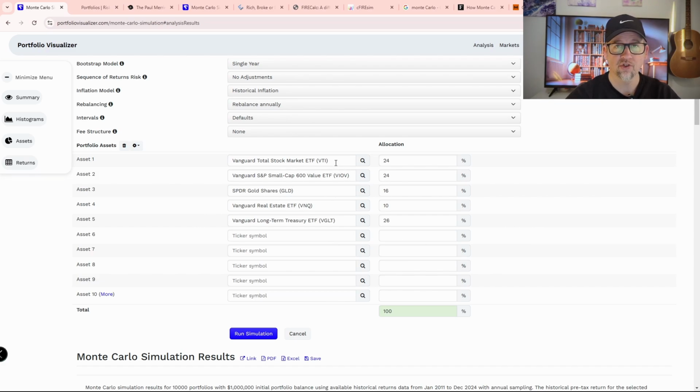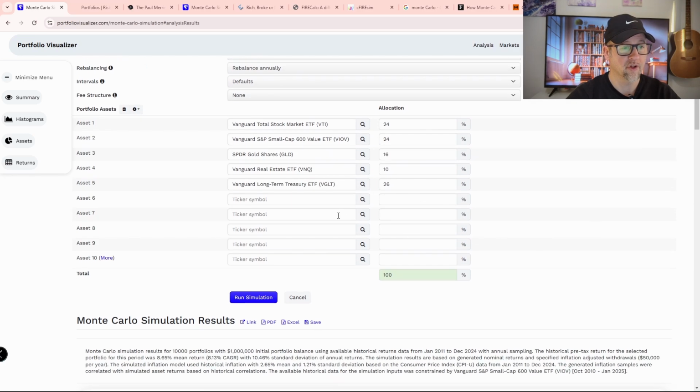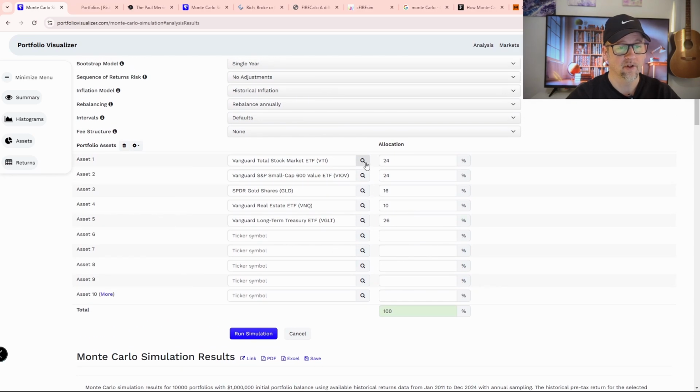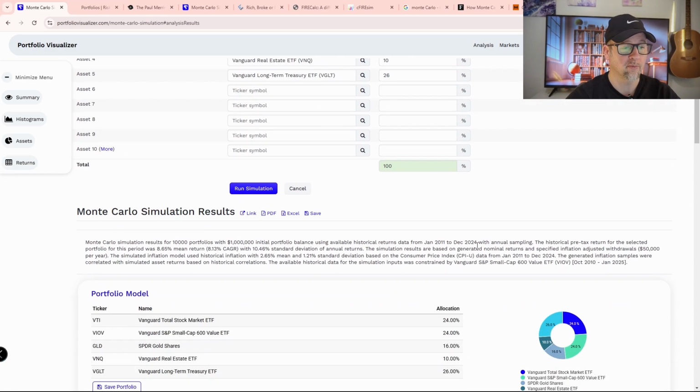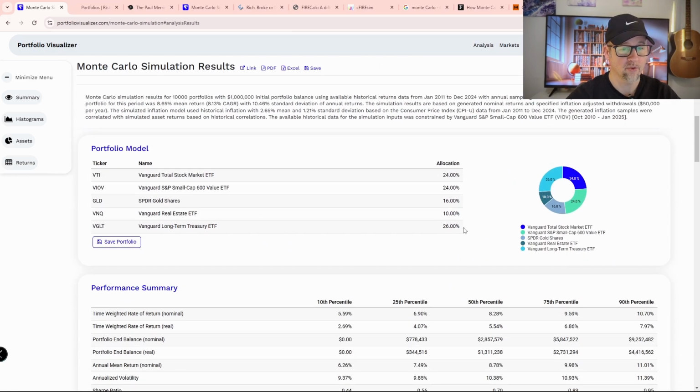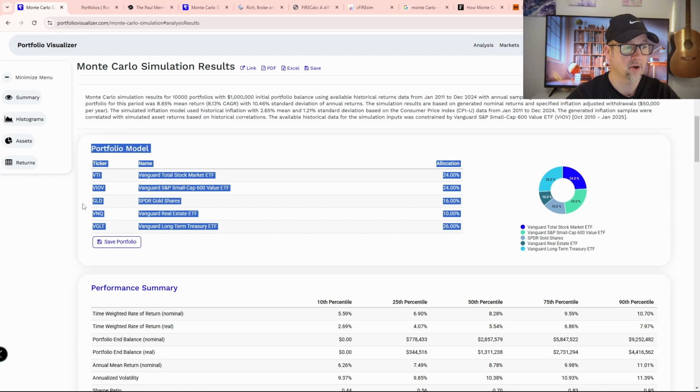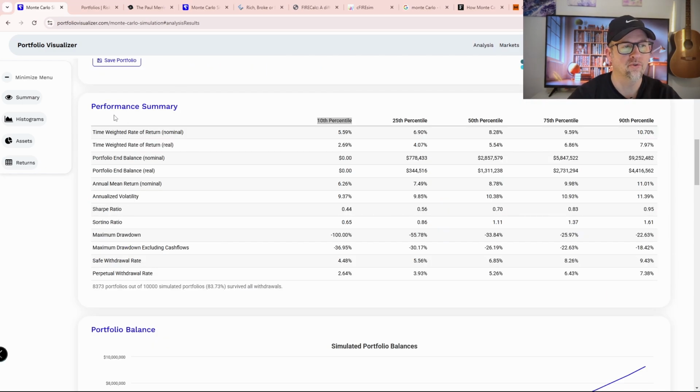I did have to change these slightly. They didn't have all of the ETFs that I wanted to choose, so I kind of just rounded it up and chose different numbers. They didn't have cash in here, so I kept these numbers. I raised up these numbers a little bit, but here we ran the simulation, and so it's breaking down the portfolio model here. Here it shows the performance summary.